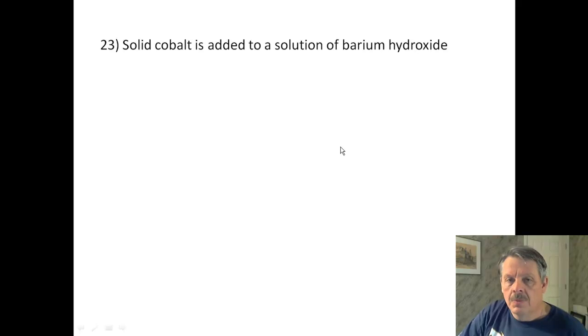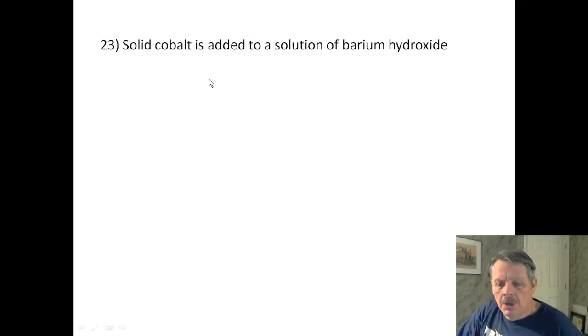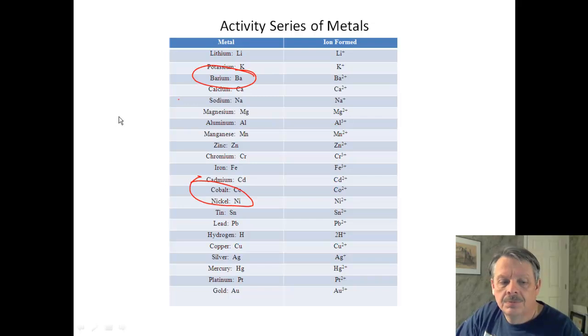All right, only a couple more. Here's number 23. We have solid cobalt is added to a solution of barium hydroxide. So let's look at cobalt and barium on our list. And here we have, I can see cobalt. And where in the world is barium? Barium's up near the top. Barium will replace cobalt. Oh, well, it already has. Barium's already with hydroxide, so no reaction happens here. Don't even need to write that one.